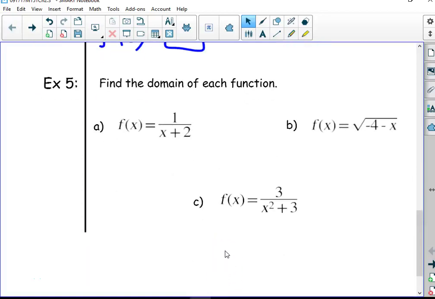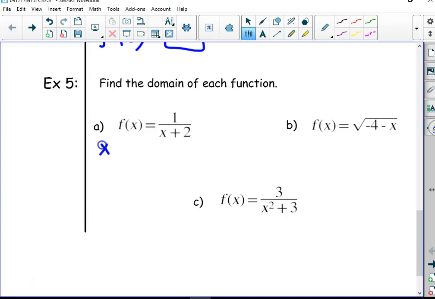Okay, last problem in 2-3. Find the domain of each function, and remember, the easiest way to think about domain is domain restrictions. So with A, we need to be concerned about division by 0. If x is -2, then we have divide by 0, and that is a domain restriction.